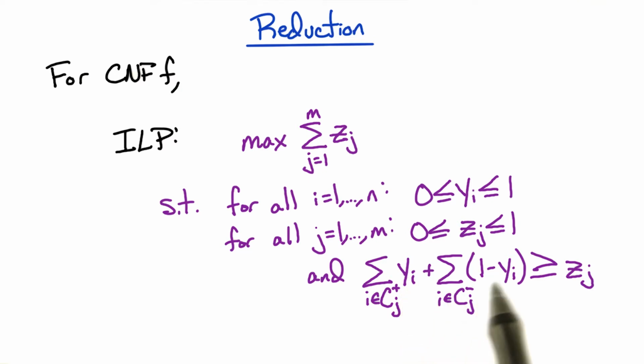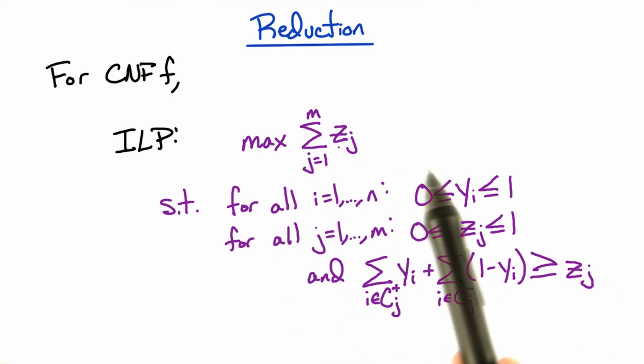So if all the literals in this clause are unsatisfied, then zj is forced to take value 0. So this clause is unsatisfied. And if at least one literal is satisfied, then zj can take value 0 or 1, and since we're maximizing, zj will take value 1 if it can.